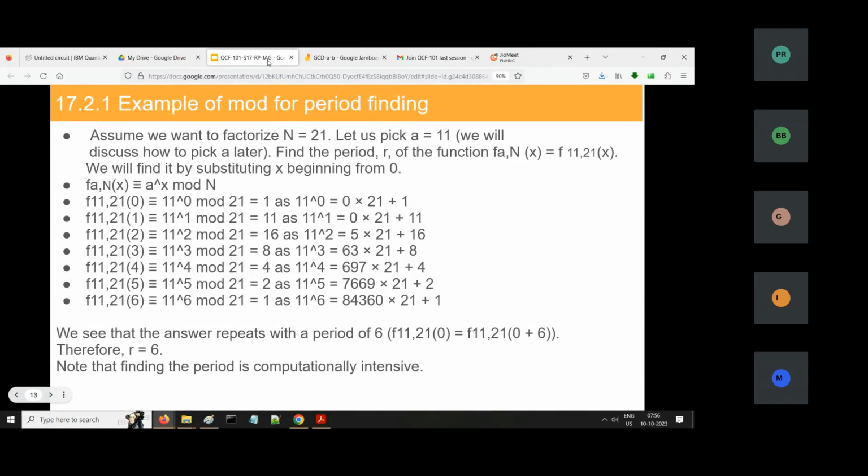So f of 11, 21, 0 equals f of 11, 21, 0 plus 6. That means if you start with a number, going from 0 up to 6, it starts repeating again. So the repeat factor therefore is 6 for a simple number like 21, which we have taken as our number, right? So for n equal to 21, we are getting r equal to 6. So now, the period computation is computationally intensive, as you can see. So let's move on. We have taken 21 as the sample.